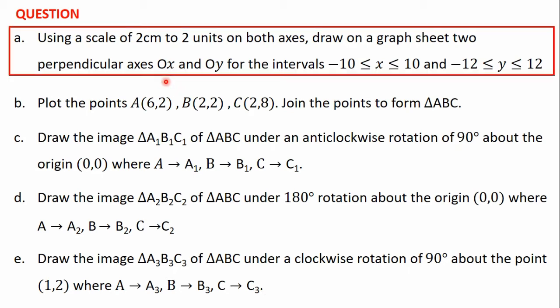Now let's begin with the first part. We have been told that the scale we are going to use is 2 centimeters to 2 units on both axes. And using this scale, we are going to draw the x-axis and the y-axis. Then we will number the x-axis from -10 to 10 and the y-axis from -12 to 12. The scale we are using is 2 centimeters to 2 units.